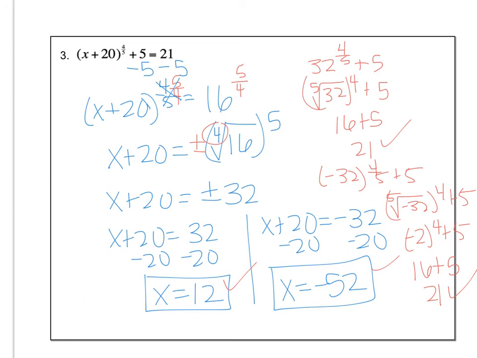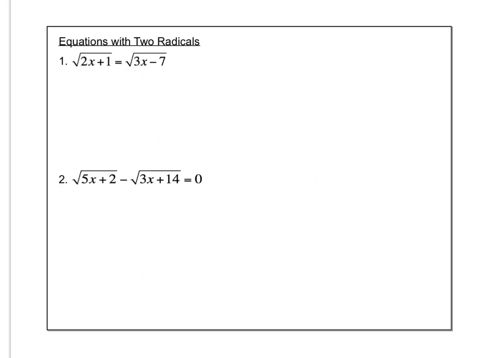Alright, we got one more type of problem, and then you guys can work on your homework. This last type of problem is when you have two radicals in a problem. They're actually really, really easy if you remember what to do first. If there's two radicals, the only thing I can do, they're trapped inside the radical, is to get rid of the radical first. So I'm going to square both sides here. When I do that, the radical on the left cancels, I get 2x plus 1 left. The radical on the right cancels, I get 3x minus 7 left.